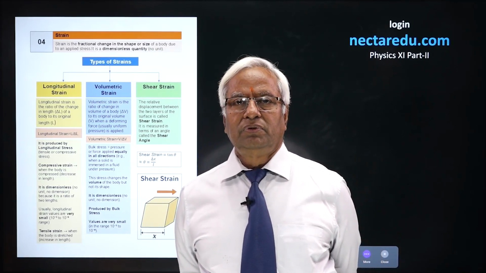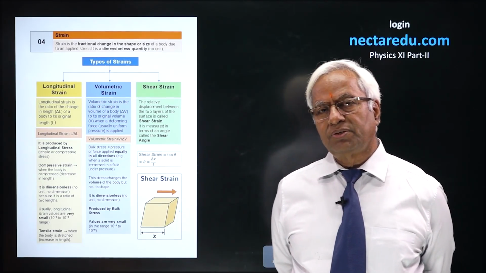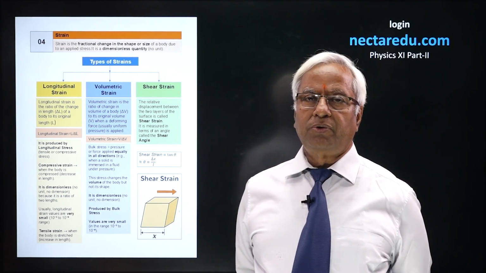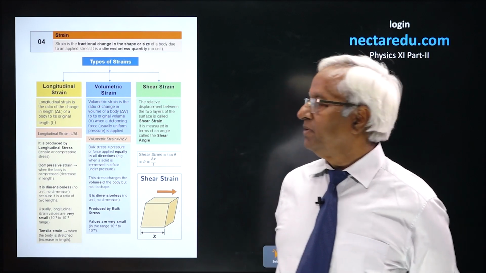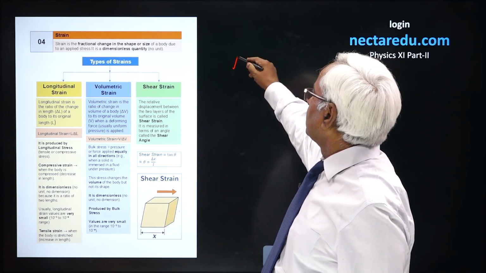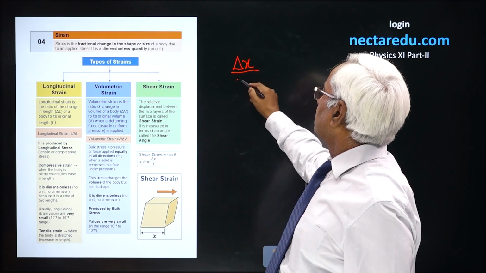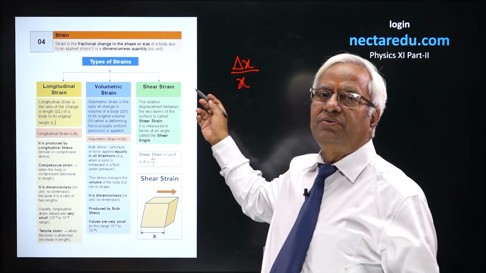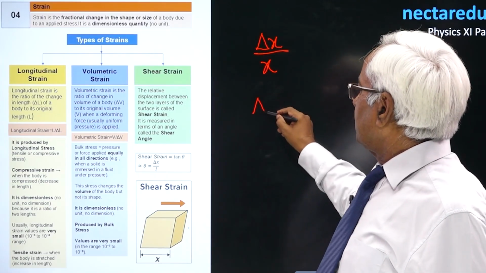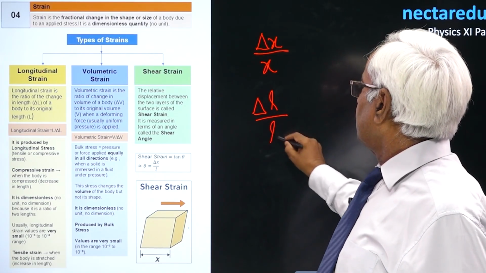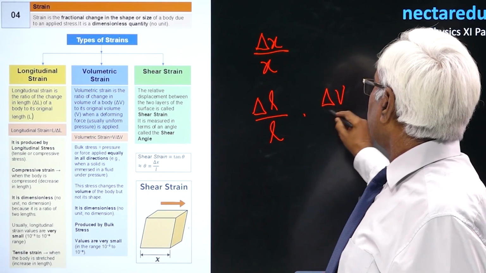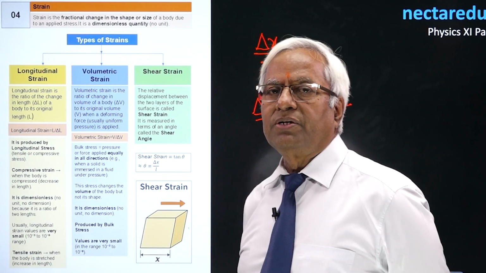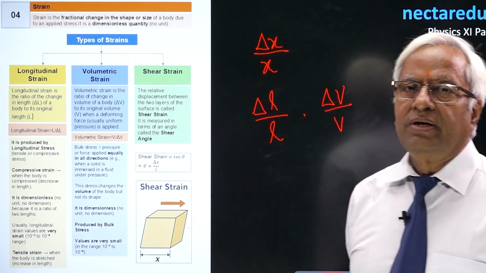Strain. The most authentic definition of a strain is the relative deformation in a body. Relative deformation means relative change: delta x by x. This is called relative change. When the change is in length, it becomes delta L by L. When the change is in volume, it becomes delta V by V. So, the relative change produced in a body is called a strain.